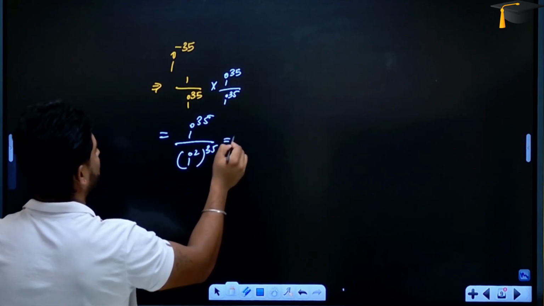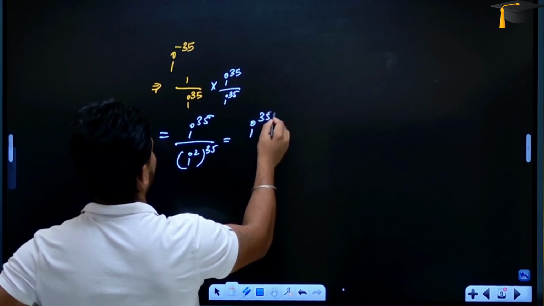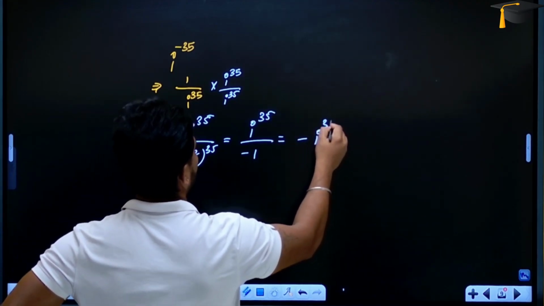I square whole to the power 35. Okay, so this becomes I to the power 35 whole divided by -1 to the 35 and -1. So this becomes minus I to the power 35.